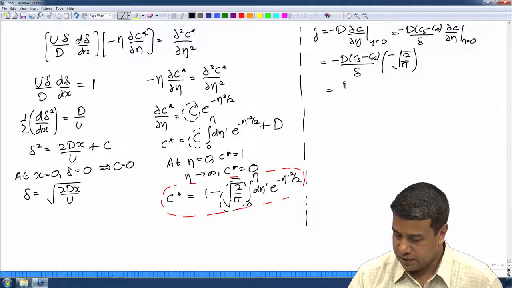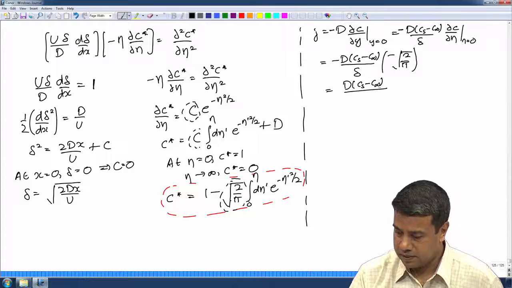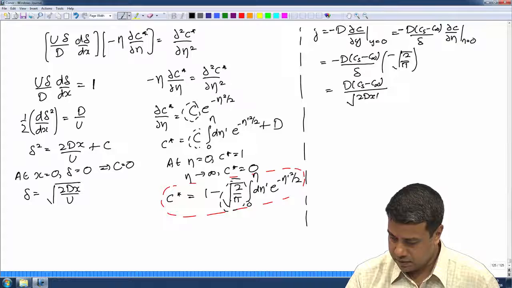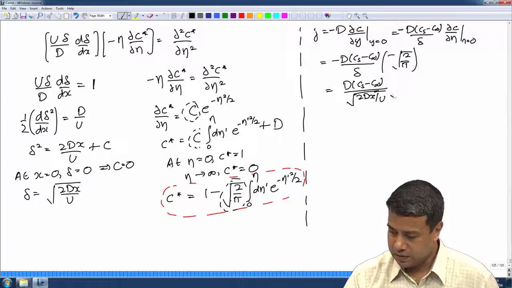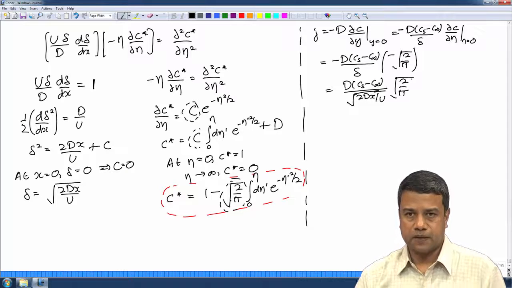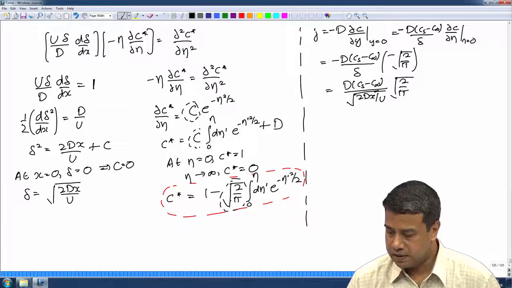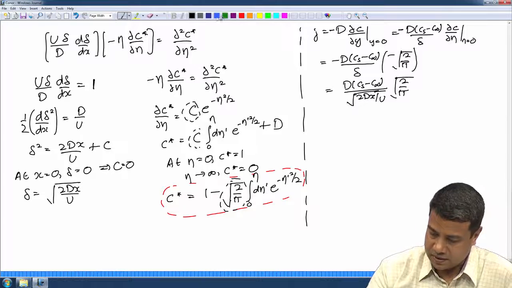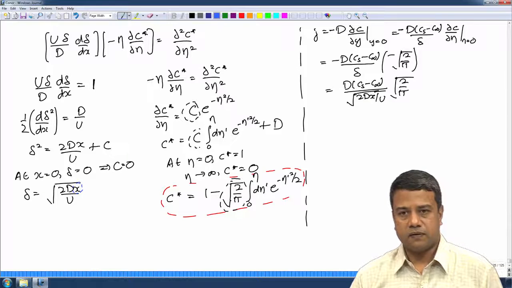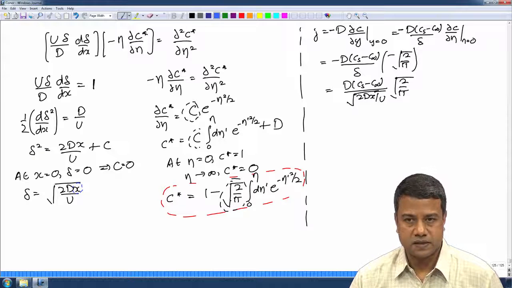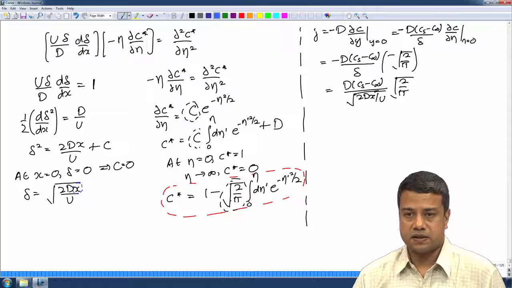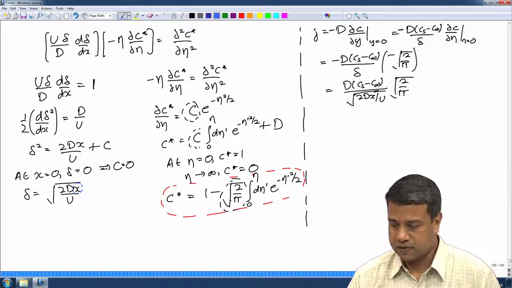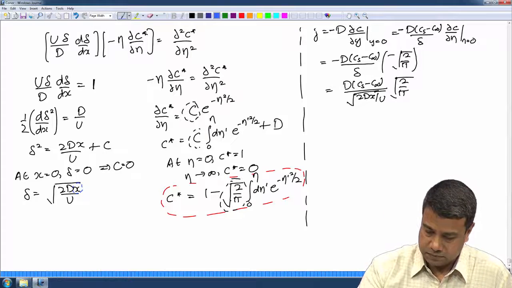So, this is equal to D into Cs minus C infinity by delta, into root of 2 by pi. So, that is the local flux at each location x. The boundary layer thickness increases as x to the half in this case. If you recall, for the flow past a flat plate, the boundary layer thickness increased as x to the 1/3. In this case, it increases as x to the half, which means that the flux decreases as x to the minus half. It decreases as 1 over square root of the downstream distance.